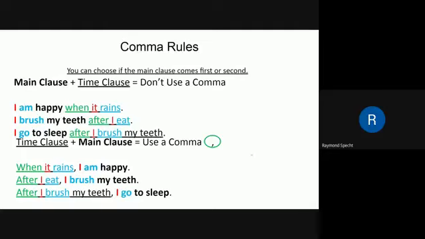All right? Now, when you see this in a test where they're checking, they might ask which is the correct one: I am happy, comma, when it rains; When it rains, I am happy; or I am happy when it rains. The last one would be correct. I am happy when it rains, because we have the main clause first, so we don't put a comma. So be careful of that when you're checking on test day. All right, let's go to our next slide.